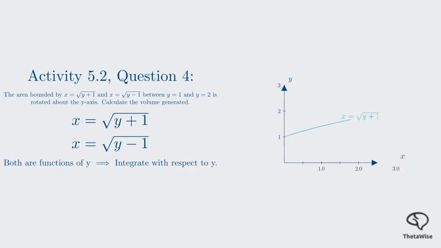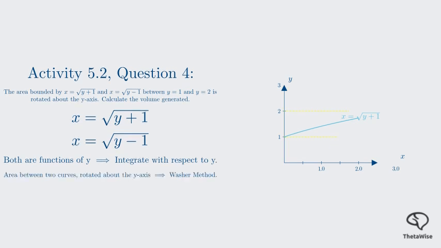Let's sketch these. x equals the square root of y plus 1 is a parabola opening to the right, shifted left by 1. x equals the square root of y minus 1 is a parabola opening to the right, shifted right by 1. The area is bounded by these curves between y equals 1 and y equals 2. We are rotating this area around the y-axis.